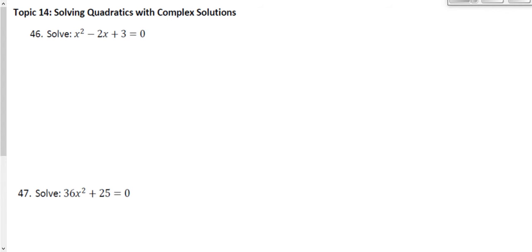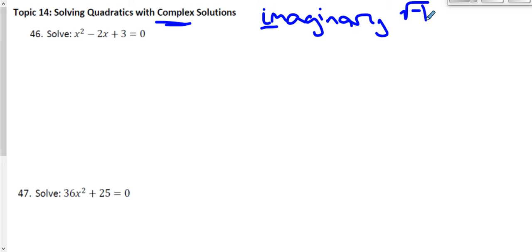Alright, in this video we're talking about topic 14 from the Algebra 2 CFE review, which is about solving quadratics with complex solutions. Remember, complex solutions mean imaginary numbers, so we're going to be using the letter i. So i, remember, is the square root of -1. It's an imaginary number.